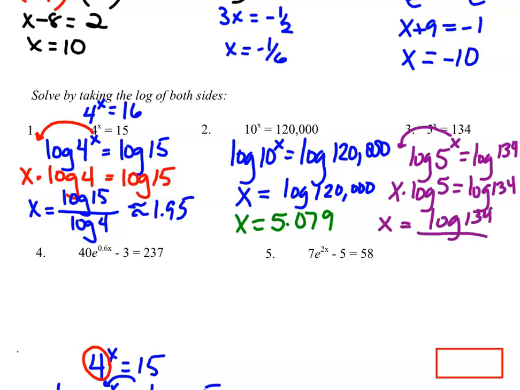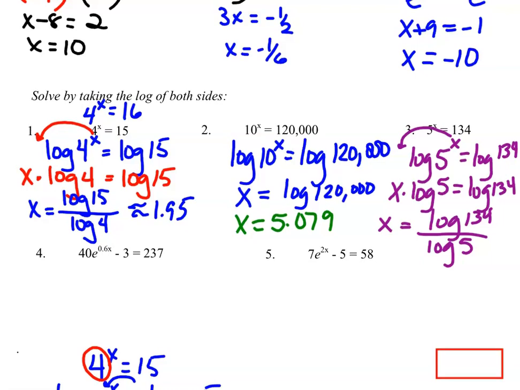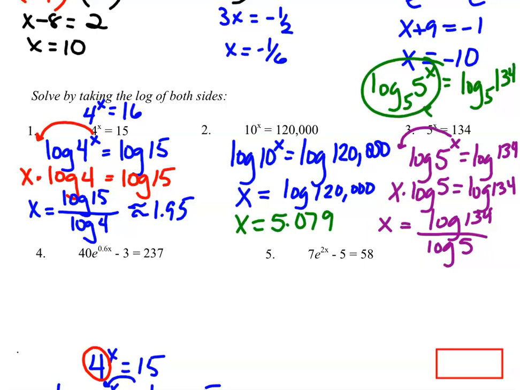You could have used the other technique. You still will end up in the same spot. So if you had done log base 5 of 5 to the x, you would have had the right side being log base 5 of 134. This side turns into just an x, and this side ends up using the change of base and getting to the same place we're at.